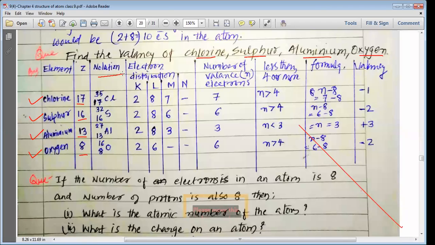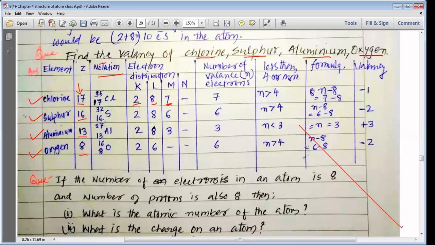Now if we write their notation, my dear students, we would come to know that it is 17Cl35, 16S32, 13Al27 and 8O16. Now looking at their atomic numbers, we can easily write the electronic configurations. So for 17, K has 2 and L has 8. So 2 plus 8 is 10. 17 minus 10 is 7. So in the M shell, we will have 7 electrons.